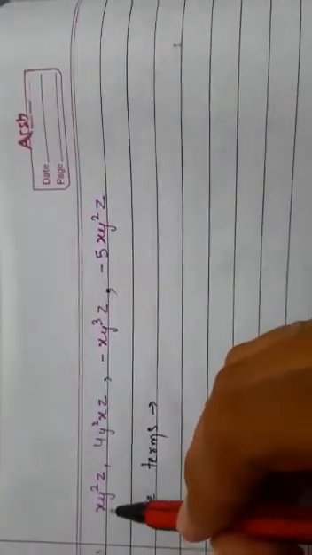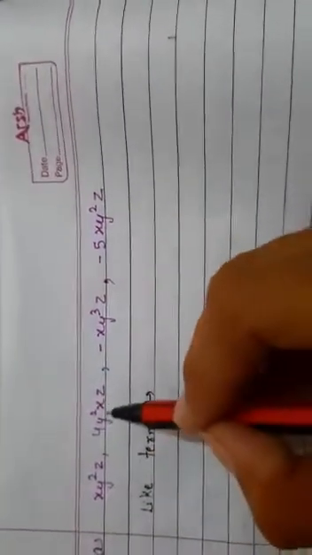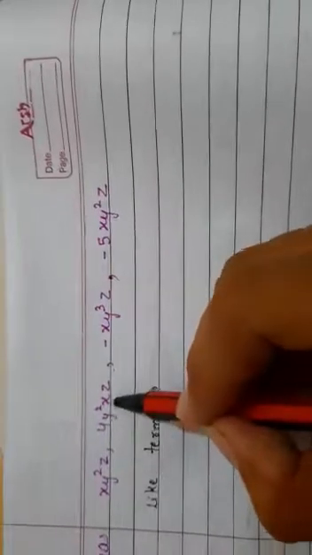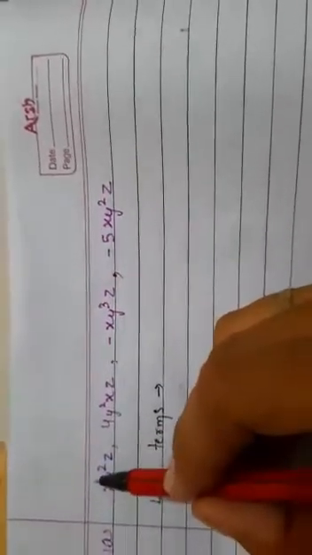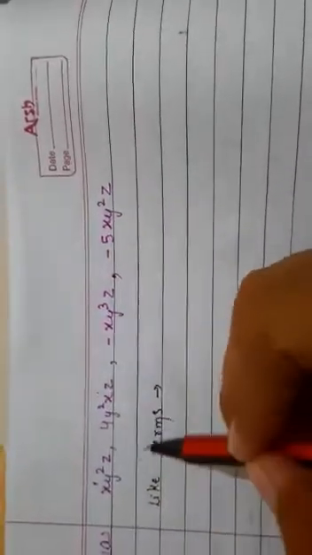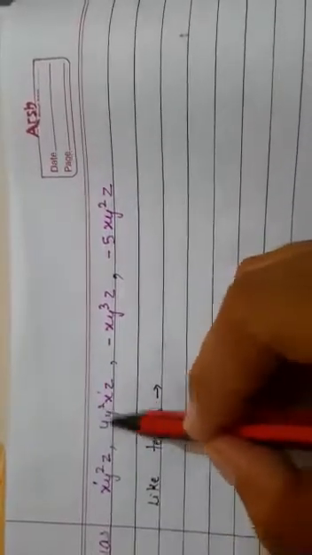Here the variables are x, y square, z. Here also x, y square, z. Same. Here power of x is 1, power of x is 1, y power 2, y power 2, z power 1, z power 1. It means the same variables.